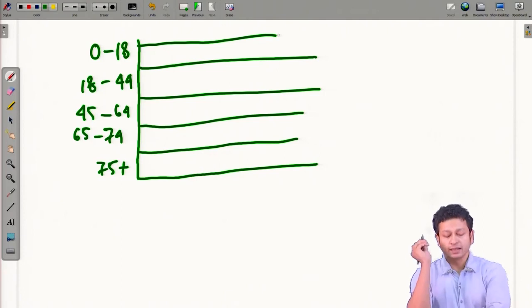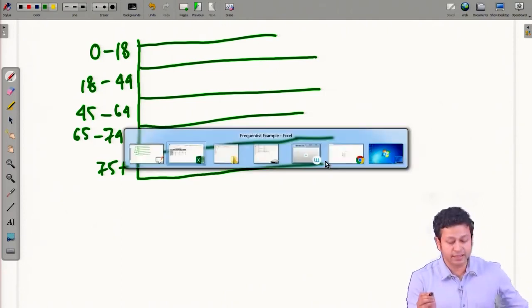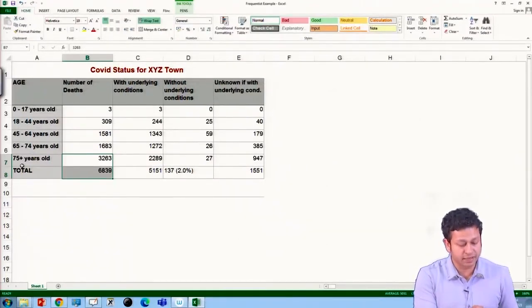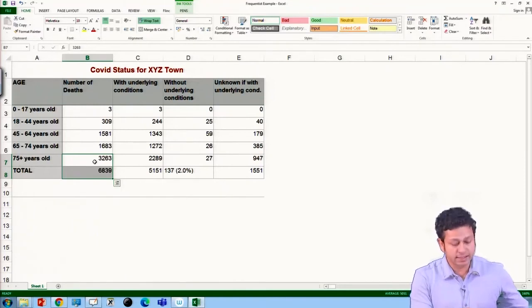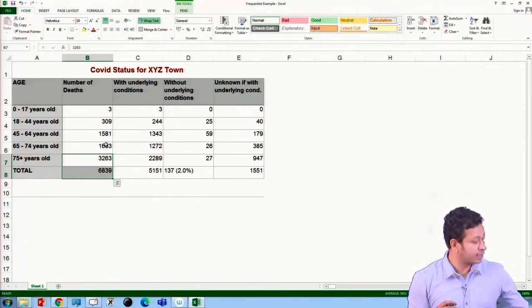Now, how I will try to visualize is that I will see the number of people who died in each of the age groups. So, here the number of people who died in the age group of 75 years and above is say 3263, and the one above, 65 to 74, is 1683, and basically it is a gradual decrease, right. The one above is 1581, and then there is a drastic fall at 18 to 44, and in the first age group it is pretty less, only 3.